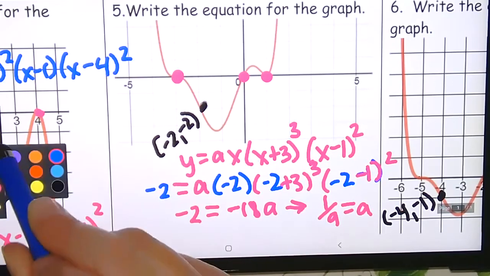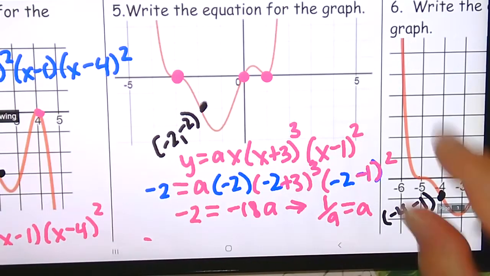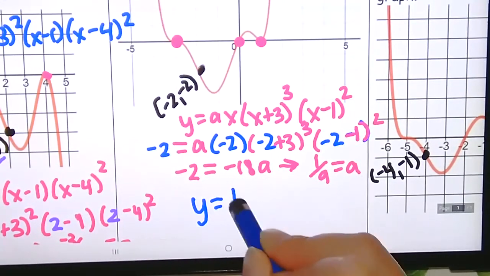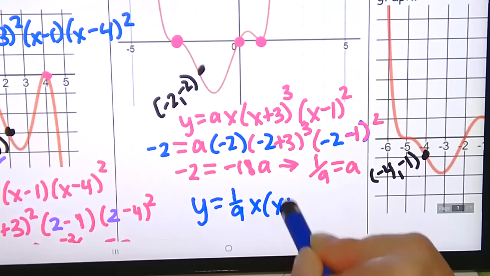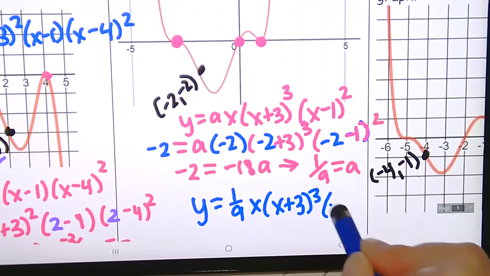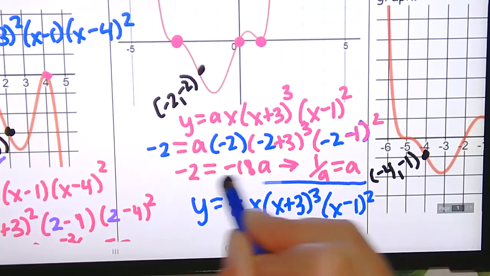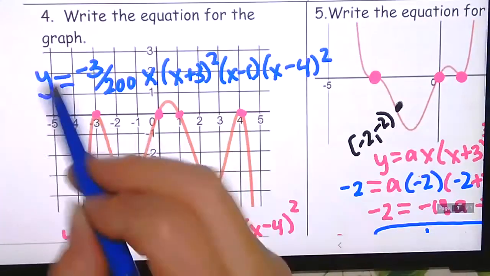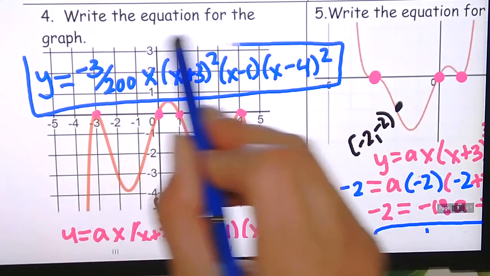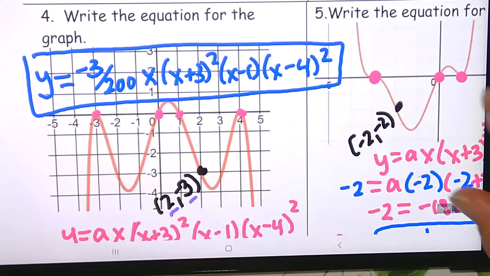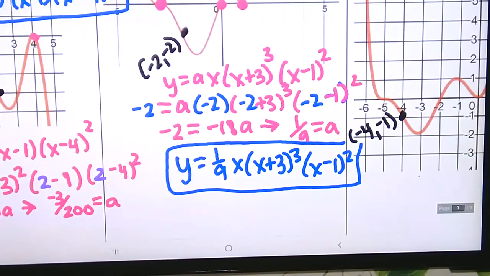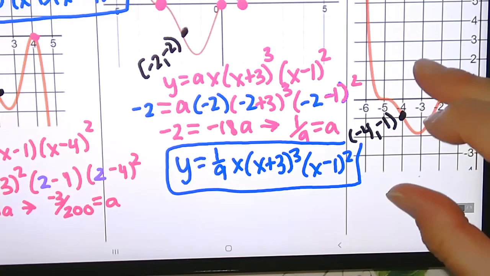So my equation is going to be, and I'll write this one below here: y equals 1/9 x times x plus 3 cubed times x minus 1 squared. That's my answer. Okay, I'm just going to box this one too. That was my answer over here. So again, for this one, y equals 1/9 x times x plus 3 cubed times x minus 1 squared.